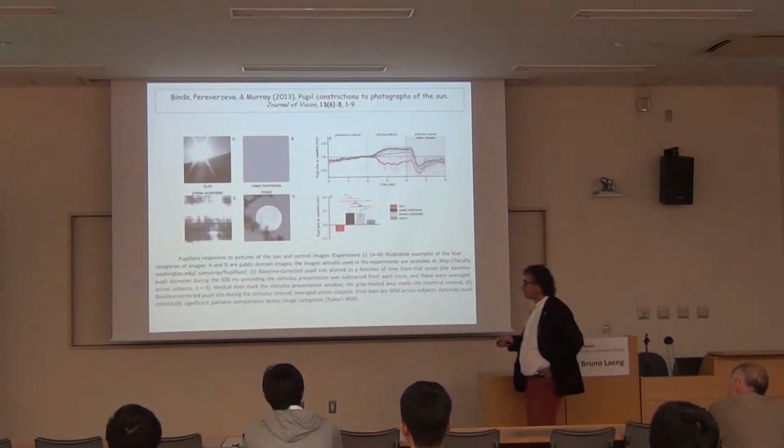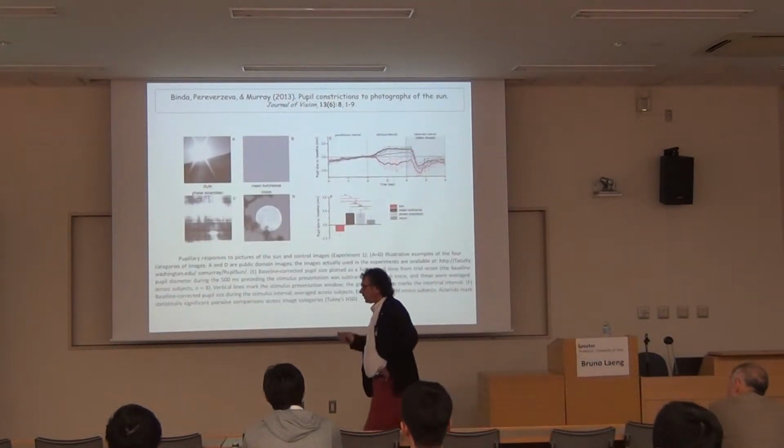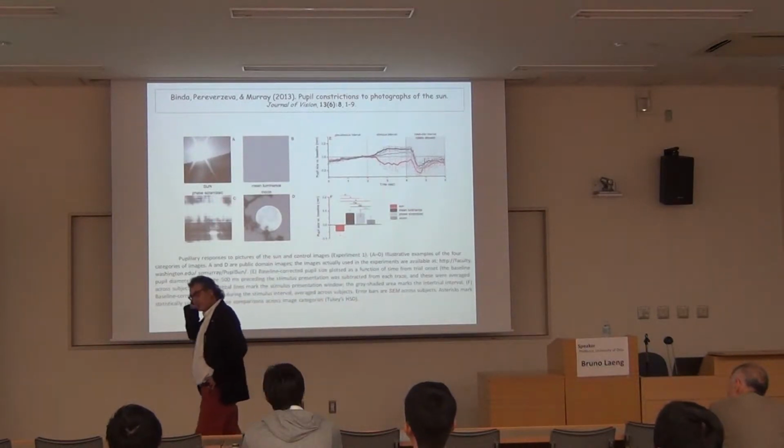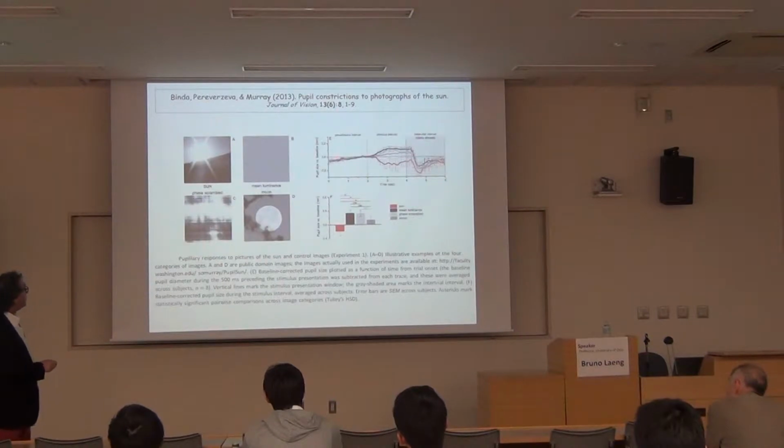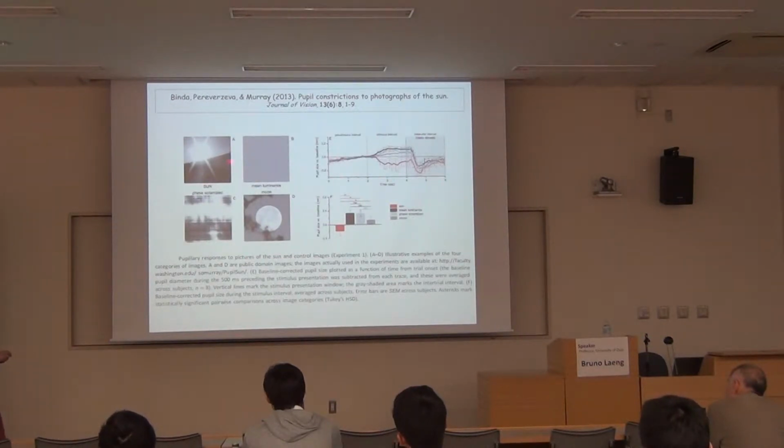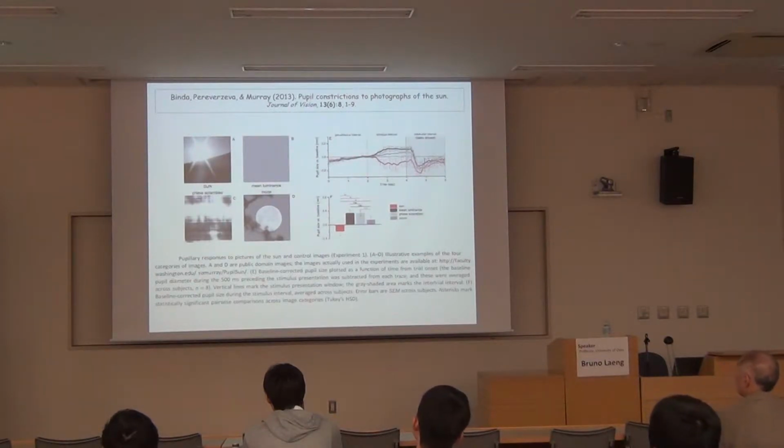A year later, a group at University of Washington in Seattle published another pupillometry study where they show these pictures. Again, A, B, C, and D, they're all the same luminance. They've been matched by luminance. So this is just a neutral field, this is a scramble field. Then there is a photograph of the moon and a photograph of the sun.